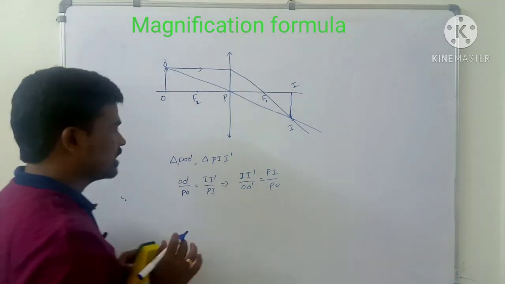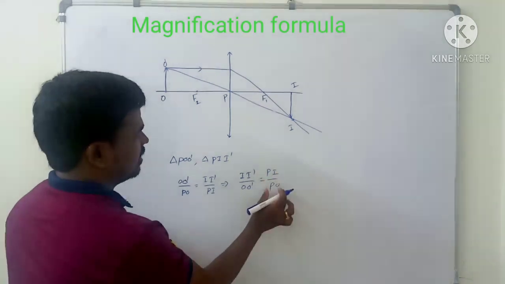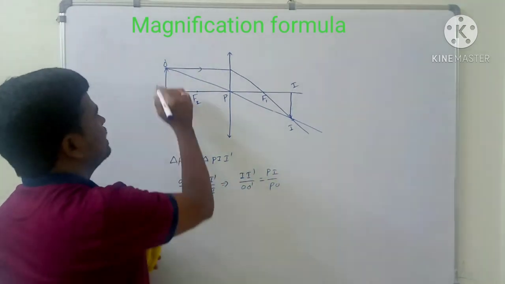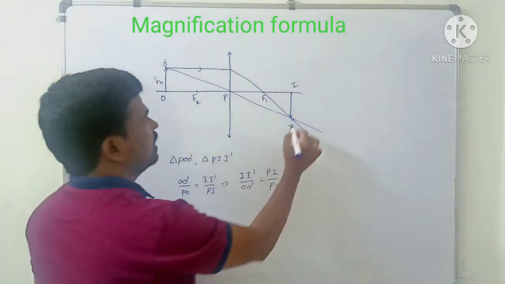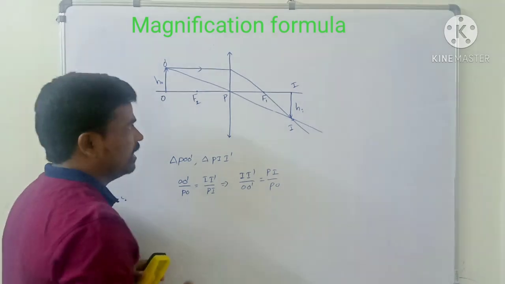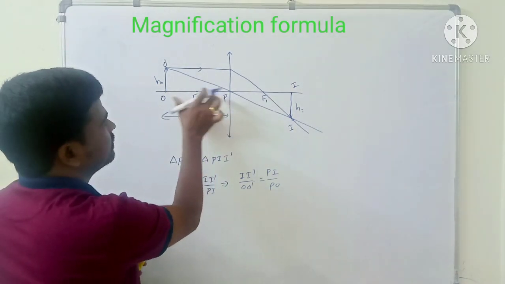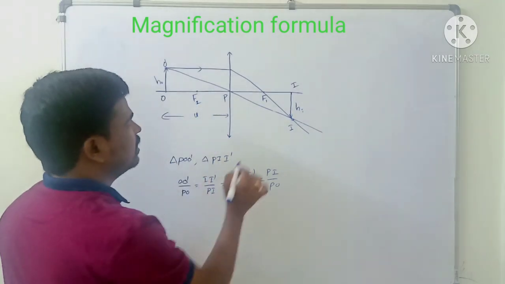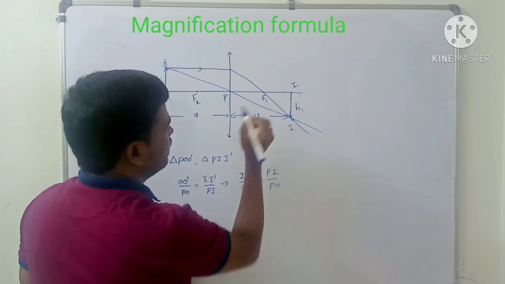Next, let us take the values of these: PI, PO, I dash, O dash. What is O dash? It is the height of the object, let us assume that is HO. I dash is the height of the image, let me take this as HI. Next, the distance PO is the object distance, which is U. The distance of the image is V.